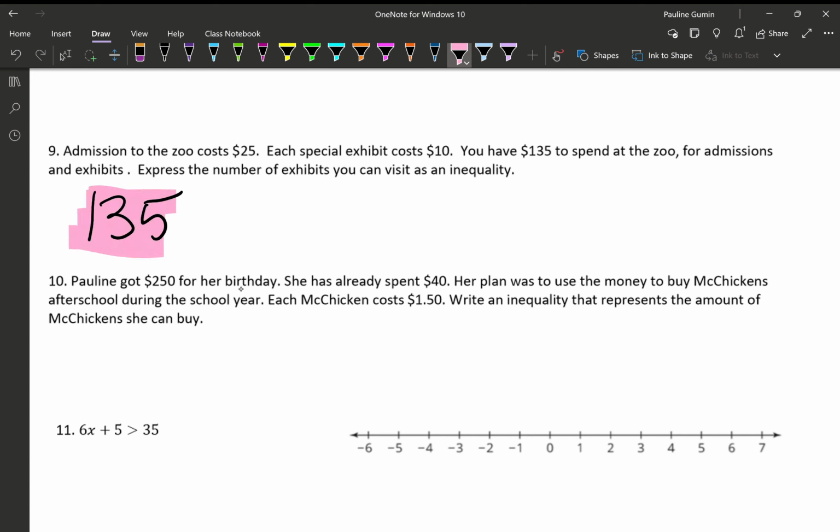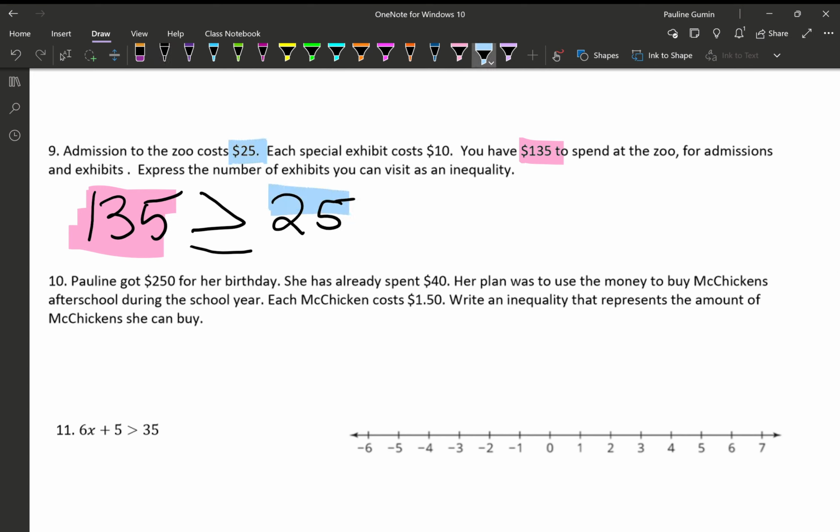The first thing I want to write down is the amount of money that I have to spend, and that is $135. Can I spend more than $135? No, that's all the money I have. So whatever I write next should be less than $135. Can I spend all of my money? Absolutely. So I'm going to write an or equal to.